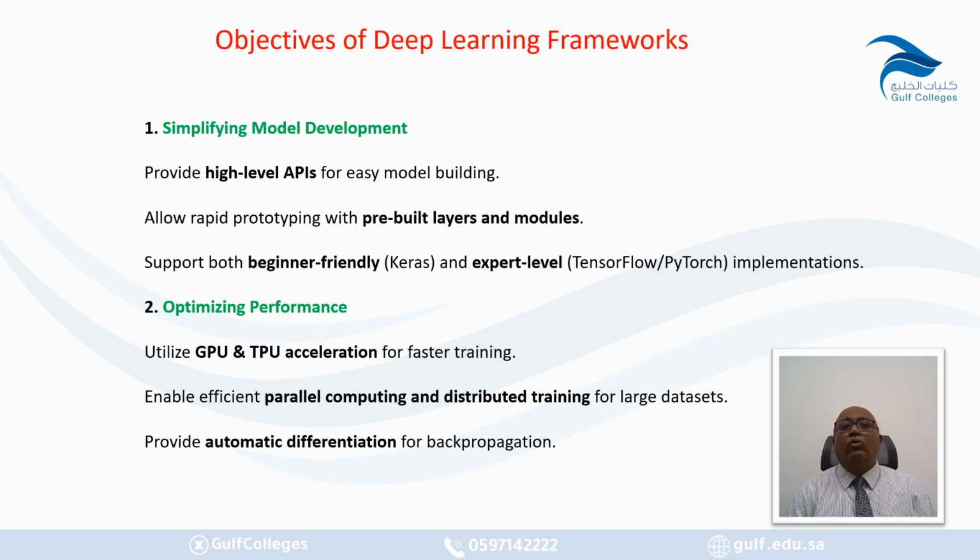So what are the objectives of deep learning frameworks? Simplifying model development, optimizing performance. Let us see what simplifying model development is. It provides a high-level API, that is application programming interface, for easy model building, allows rapid prototyping with pre-built layers and modules, and supports both beginner-friendly Keras and external implementation. Optimizing performance: utilize GPU and TPU acceleration for faster training, enable parallel computing and distributed training for large datasets, and provide automatic differentiation for backpropagation.